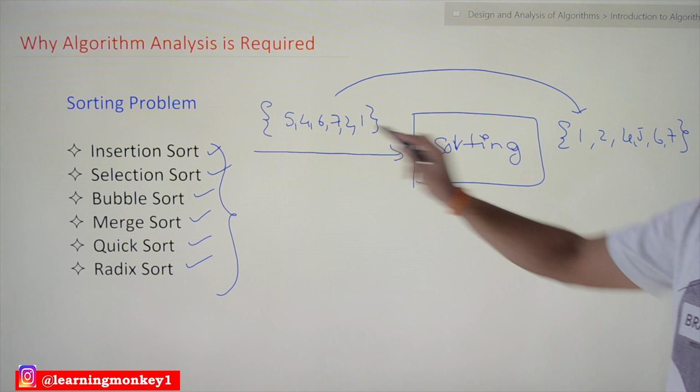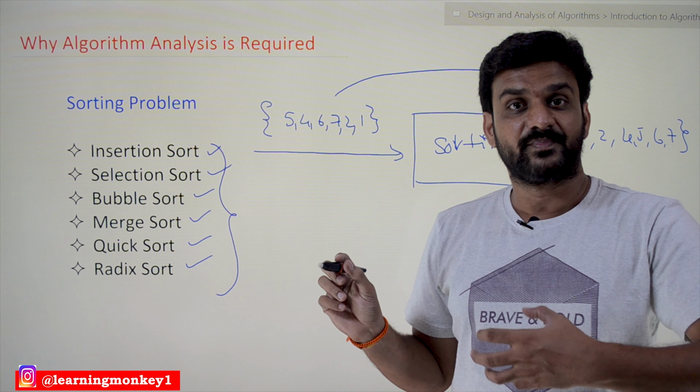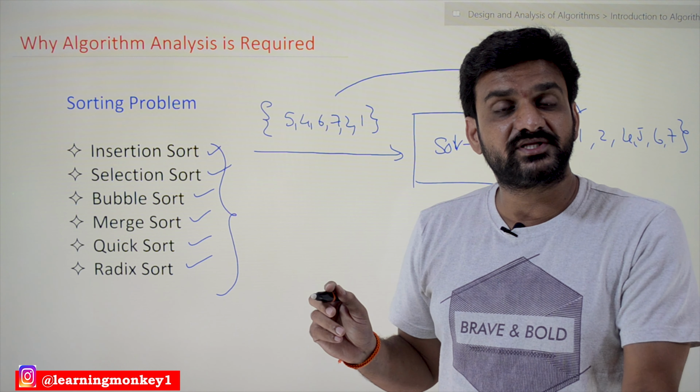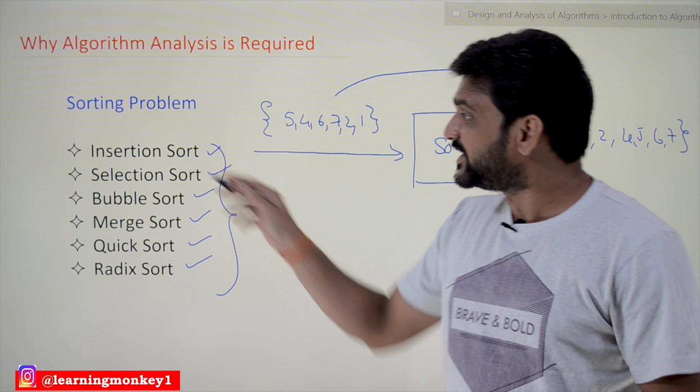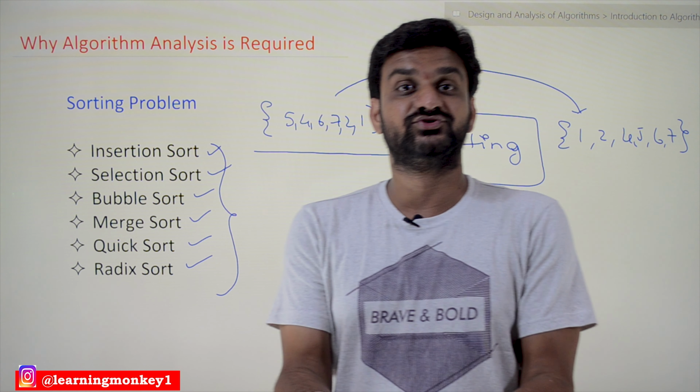If an unsorted order is given, each of them is going to produce an output in sorted order. So all of them are producing the same output. Why these many solutions? Which one do we have to choose?